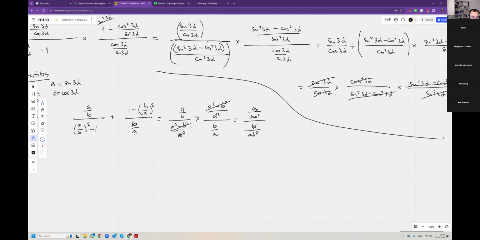B and B cancels. A and A cancels, so it's 1 over BA divided by 1 over AB. AB cancels, so it's just 1. That's all I did, just instead of A and B, I used cosine and sine.